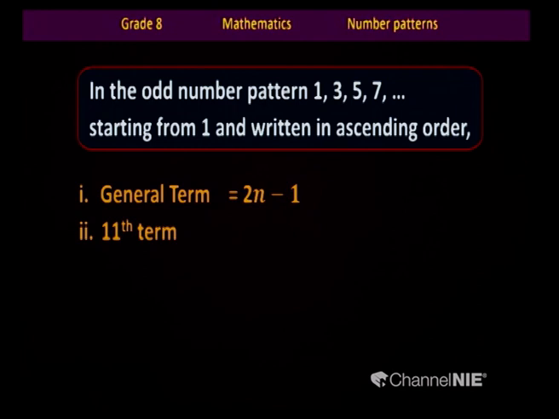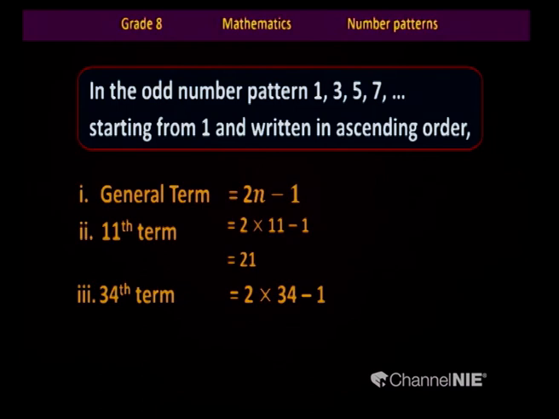As I have mentioned before, using the general term, it is really easy to find the value of a term. The only thing we have to do is substitute the value of n. Now, here n equals 11. So, it becomes 2 multiplied by 11 minus 1. 2 multiplied by 11 is 22. 22 minus 1 is 21. So, the 11th term of this number pattern is 21.